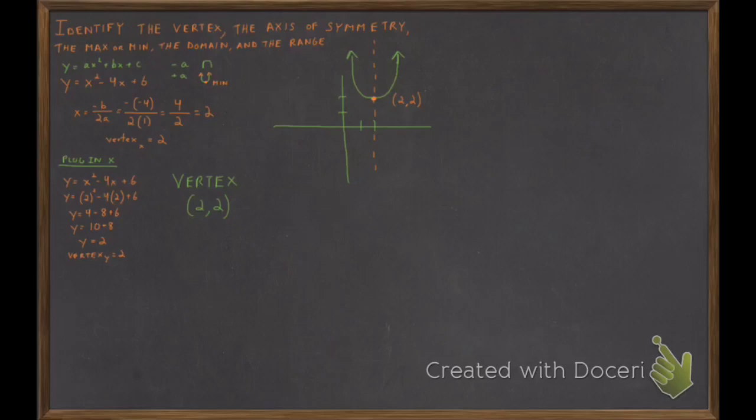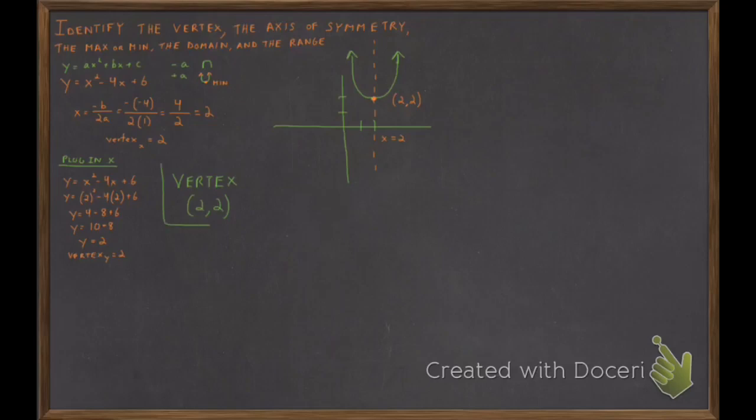It will look the same. It's like looking in a mirror. And we can see that that line is right at the x coordinate of our vertex. So that line is x equals 2. Alright? So I could write that now.